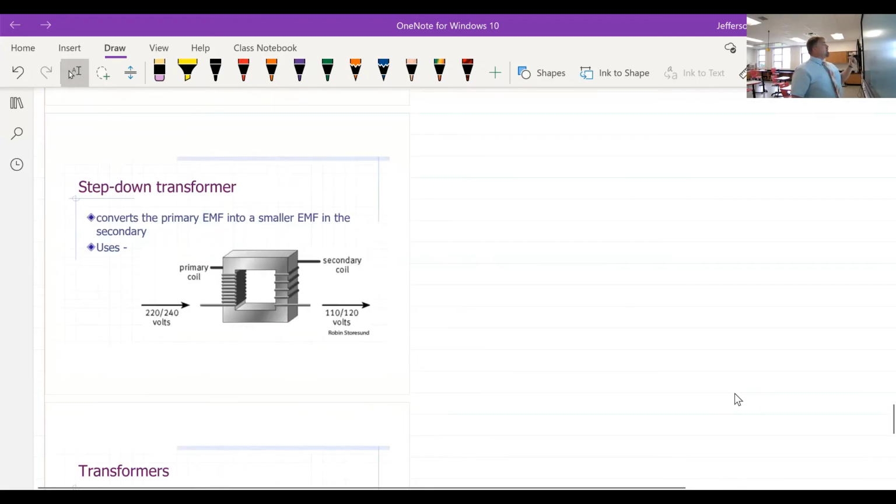Step-down transformers flip the script. So we have more coils on our primary and fewer on our secondary. And for that, what ends up happening is now your voltage is stepped down, okay? And there's a reason for it that we'll discuss in class tomorrow. Why do we want to have a step up? Why do we want to have a step down? What are the advantages of it? Who cares? What's the point?